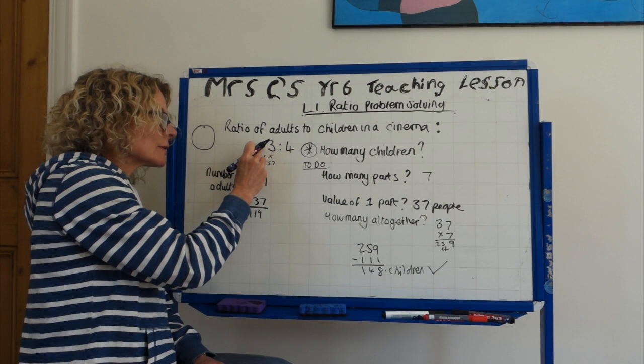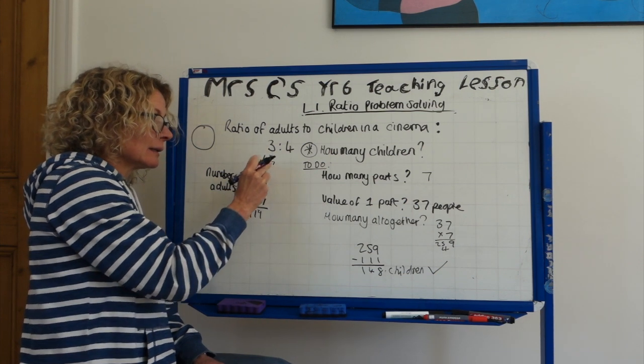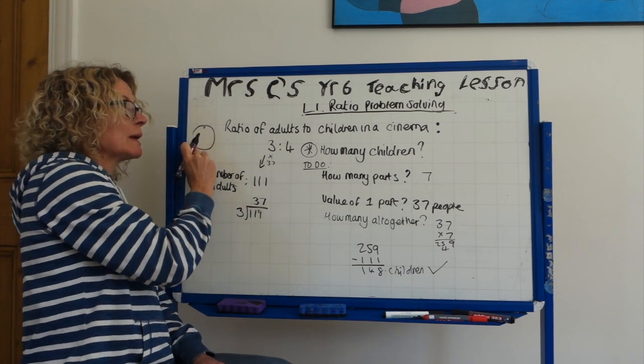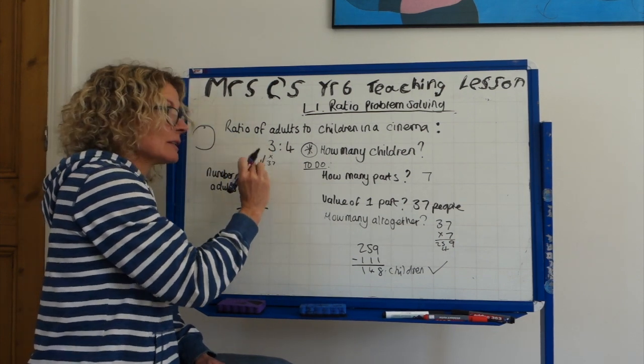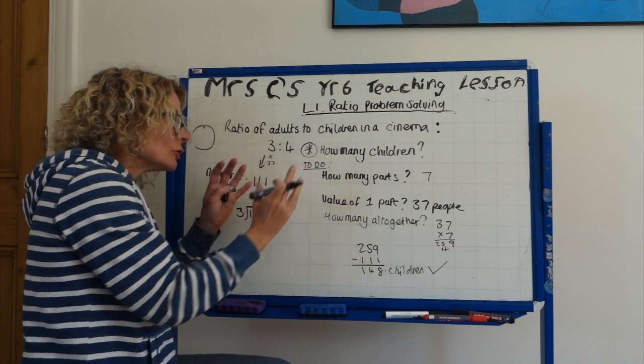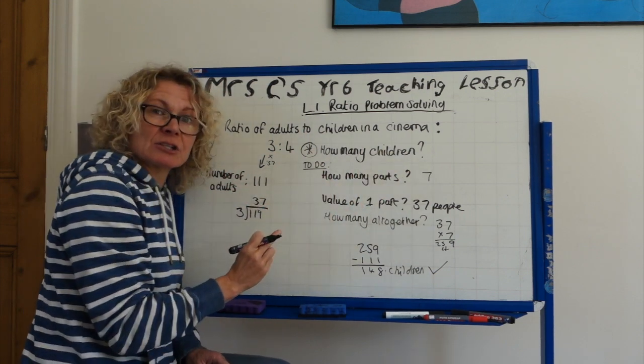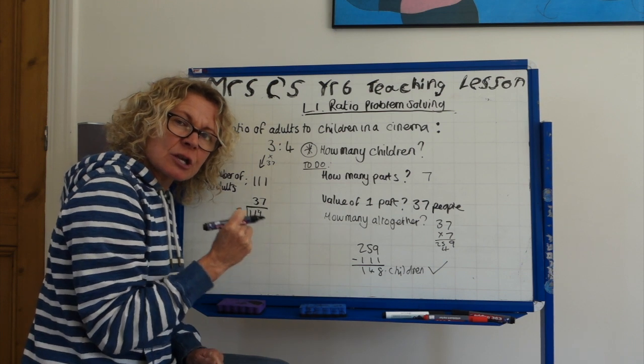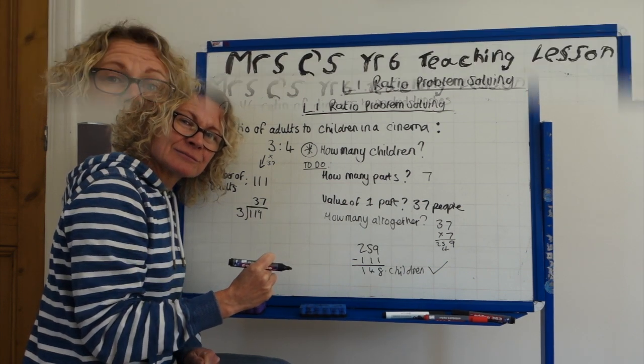Okay, so what you need to do is use the information that you've got, find out what you're doing to the ratio to make it bigger. How many times are you timesing it by? How many parts is the whole number of people divided into in that ratio? And then use what you've got to work out the answer to your question. I think you can do this. I'm going to set you some questions and you can have a go yourself.